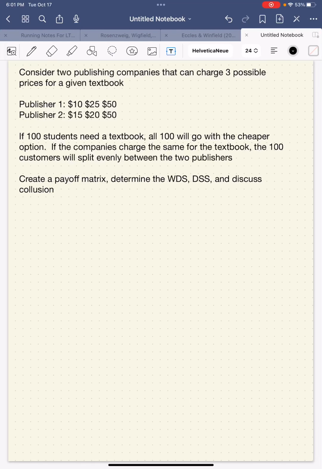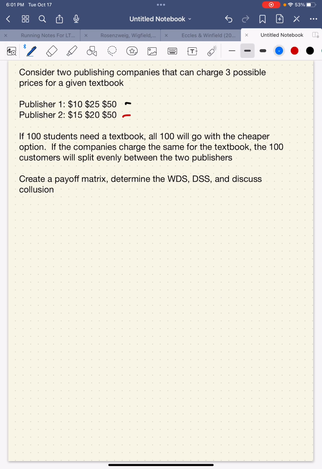Okay, so we're going to look at this problem regarding two textbook publishing companies. They can charge three possible prices for a given textbook. We can say that publisher one charges these prices up at the top here. Publisher two charges these three prices here. And they can choose which price they would like to charge.